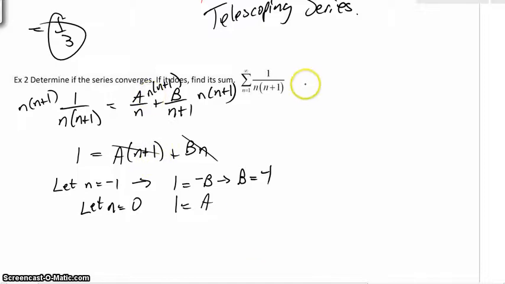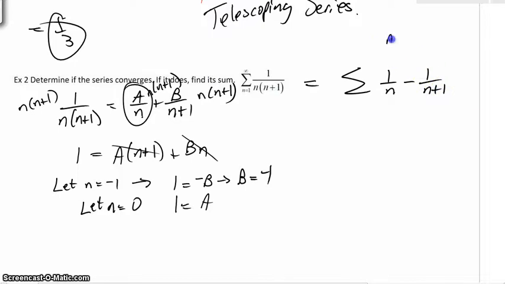Do you know what you just found, guys? This series, it's A over n, it's 1 over n. Your B is -1, so you'd say -1 over n plus 1. So your A was 1, your B is -1. You just move the negative out in front as a minus. And you're going from n equals 1 to infinity. You can see how quickly you can see what's happening.